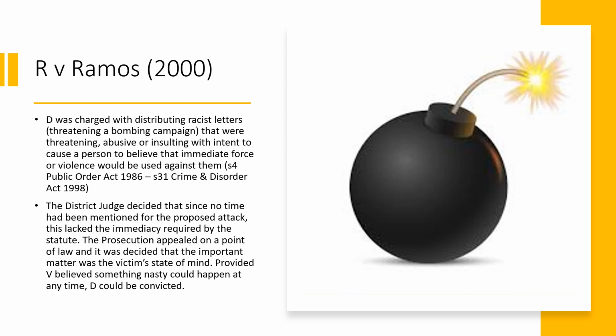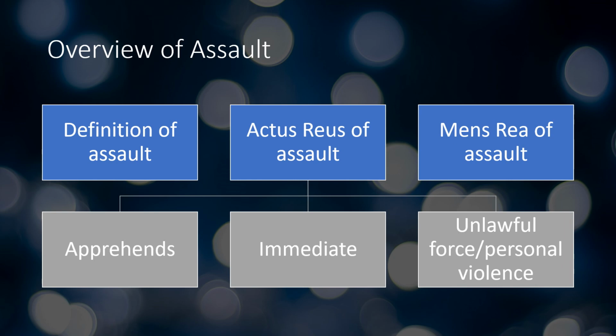Now, the defendant was charged with distributing racist letters threatening a bombing campaign that were threatening, abusive or insulting with intent to cause a person to believe that immediate force or violence will be used against them. Now, the district judge in this case decided that since no time had been mentioned for the proposed attack, this lacked immediacy, but the prosecution appealed on the point of law, and it was decided that the important matter was the victim's state of mind. Provided the victim believed something nasty could happen at any time, the defendant could be convicted. So we can see this idea of immediacy has been extended by the courts to include things which are not in the near future but the fear of the unknown, and that's enough for immediacy.